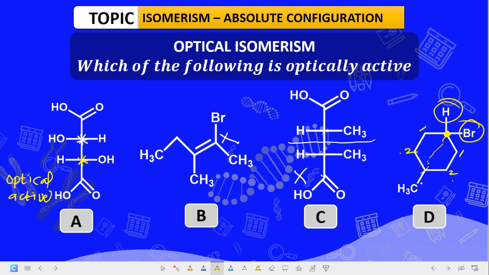Then you have CH3 separating them. So you can see that these two groups here are the same exact groups, even though they are in cyclic form. So that carbon center is not chiral, but this is chiral, and hence option A is the correct answer to this question. So whenever you see a question like this, you'll be able to identify which of them is chiral and which of them is not chiral.